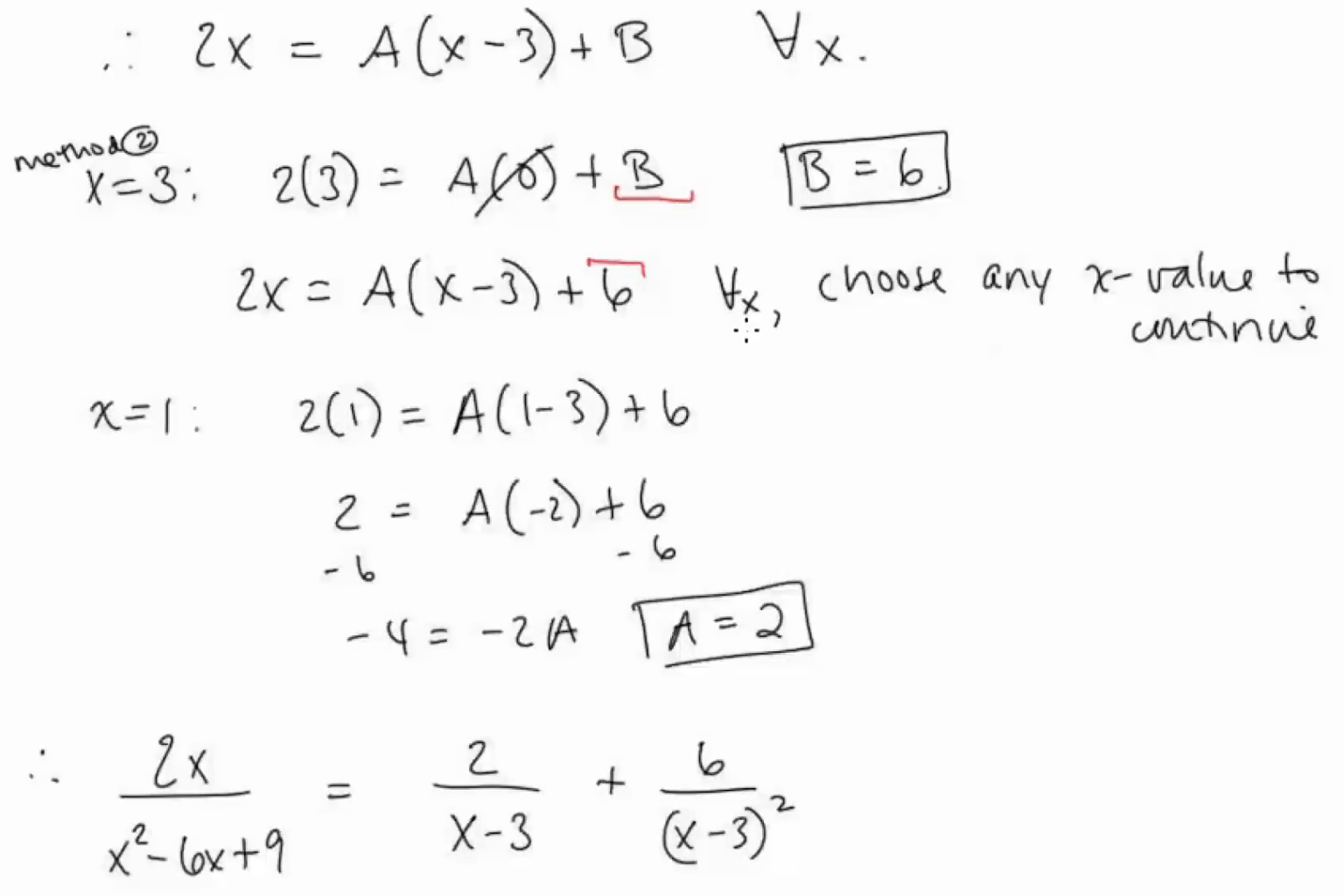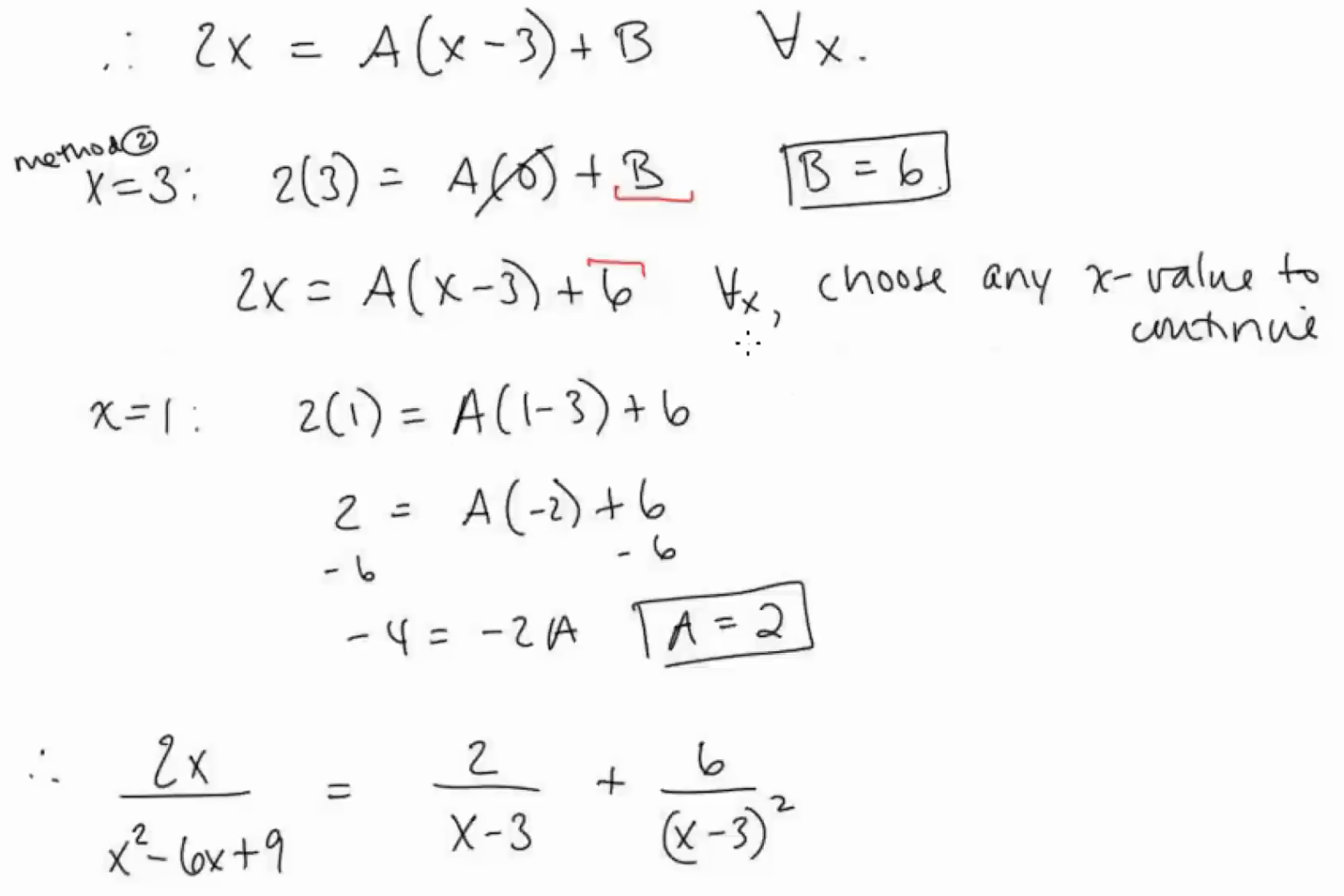This is true for all x, so when x is equal to 1, for example, 2 times 1 must equal a times 1 minus 3 plus 6. So we have 2 is equal to negative 2a plus 6. Negative 4 is equal to negative 2a, or a is equal to 2.